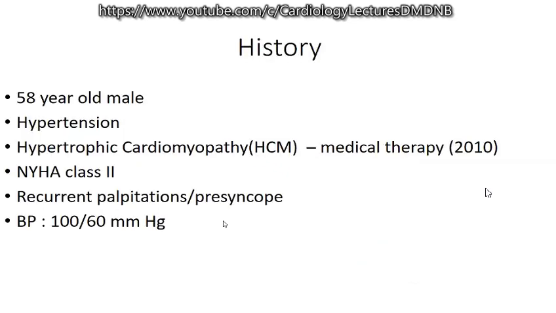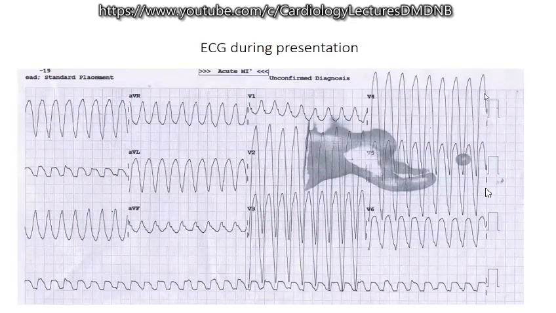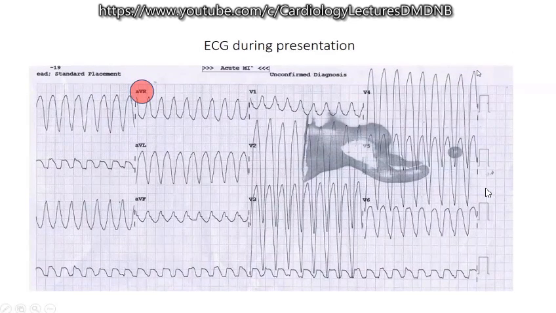So this patient is a hypertrophic cardiomyopathy patient who is on medical therapy for the past 8-9 years, and he presented to us with recurrent palpitations and pre-syncope with borderline blood pressures. So this is the presenting ECG, the 12-lead ECG.